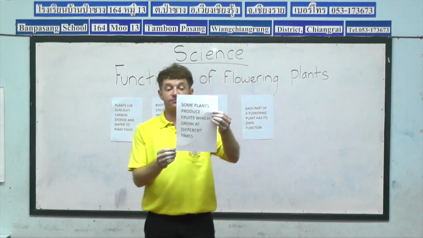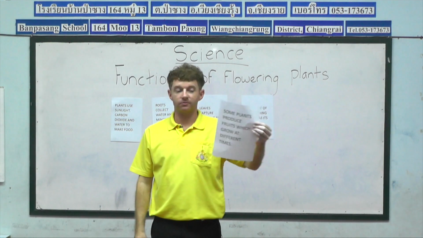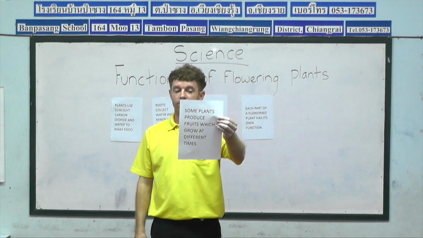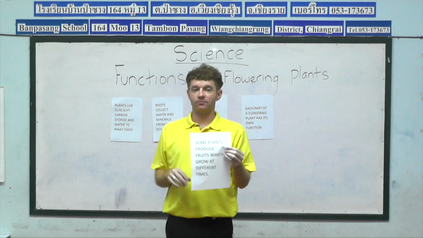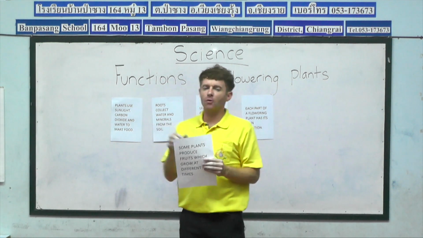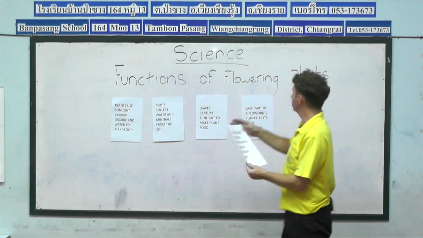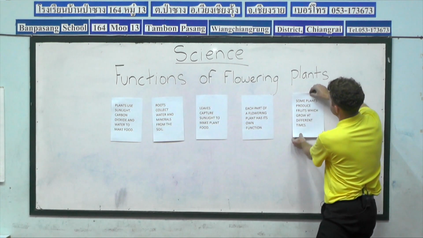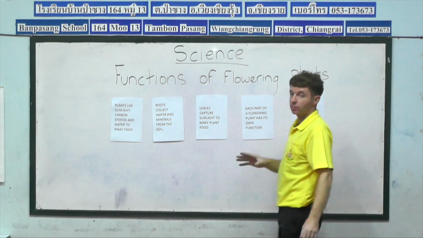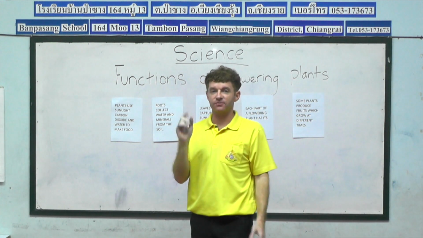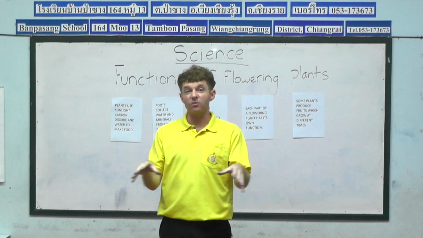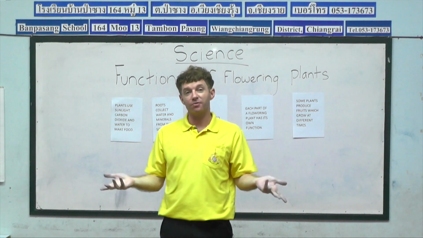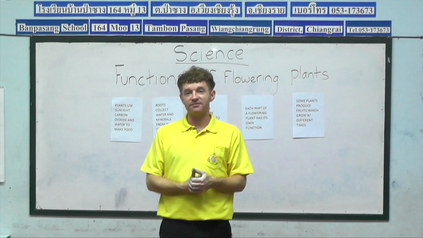Some plants produce fruits which grow at different times. Yes, not all fruits grow together. Different fruits have different times of year. So, we have our five sentences on the board. What we need to do now is put our students into teams of two or three, depending on class sizes.